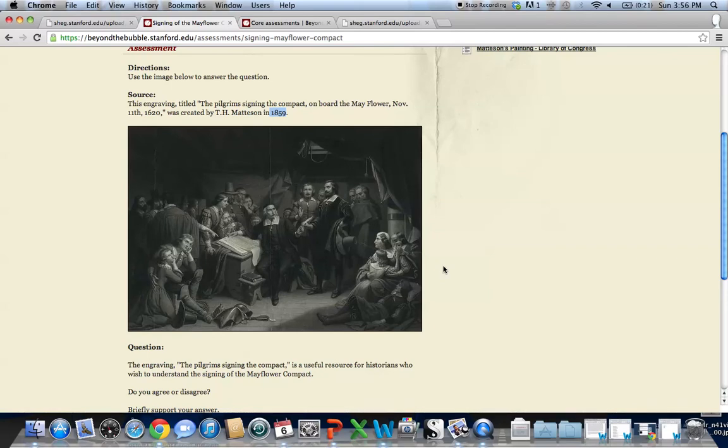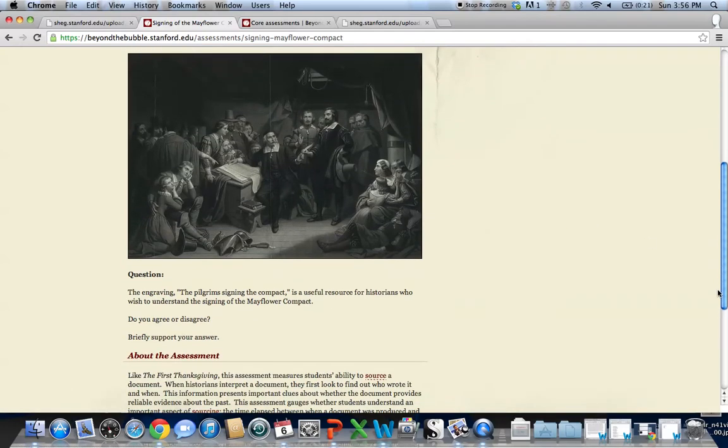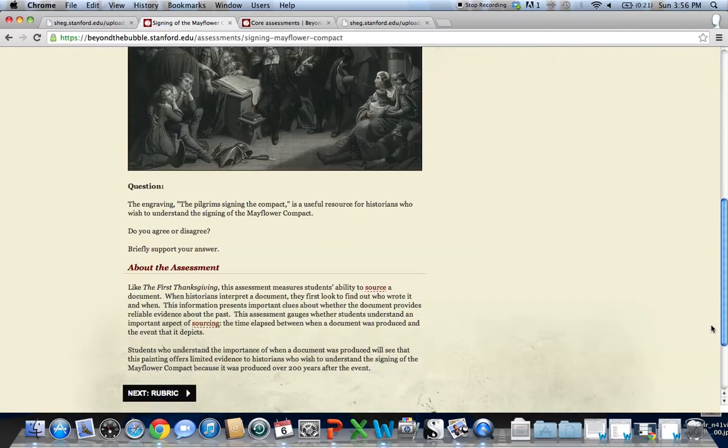Do you agree or disagree and support your answer? Now the key thing the students have to get is this was written, or sorry, drawn more than 200 years after the fact. So is it really all that useful to understand what happened? Not really. So that's kind of the big thing that they have to get.